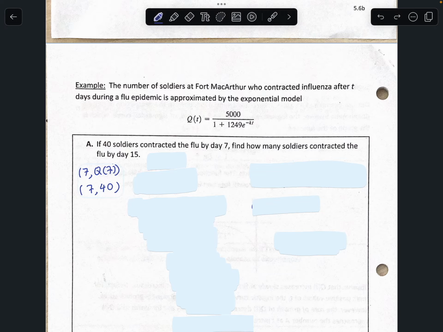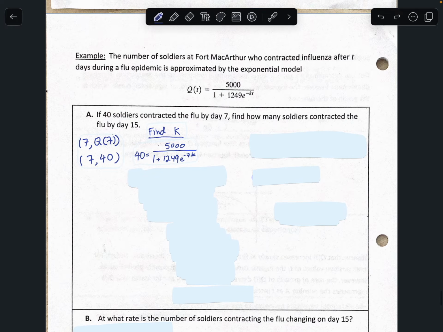So 7, I'm going to plug into, actually I'm not going to plug anything because they actually gave that to us. So we know we have a reference point of 7, 40. So 7 is the t value, and 40 is the output, Q of 7. So just like the other problems, I want to find the rate. This time k is our rate, and I'm going to plug in that reference point 7, 40 into my logistic growth function, so that k is the only remaining variable. Again, e is not a variable. e is like pi, so it's just referring to a really, really long decimal. So k is the only variable that we have.